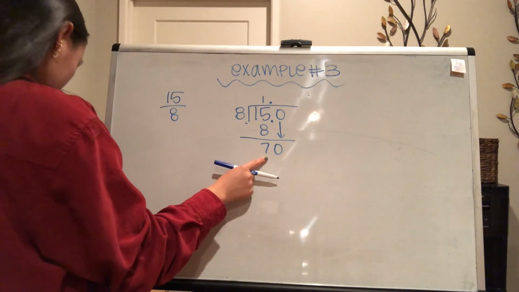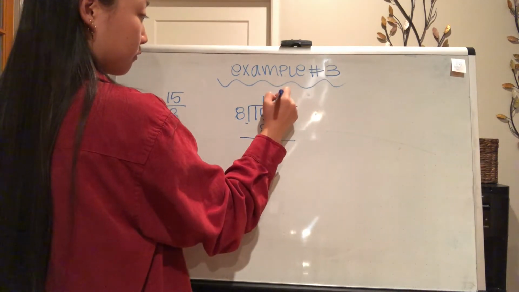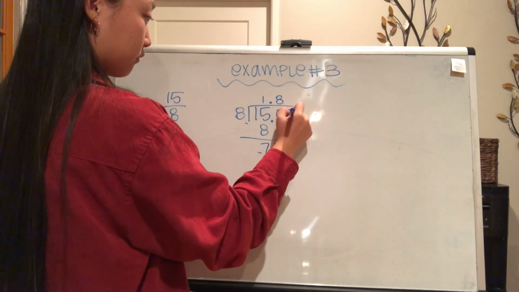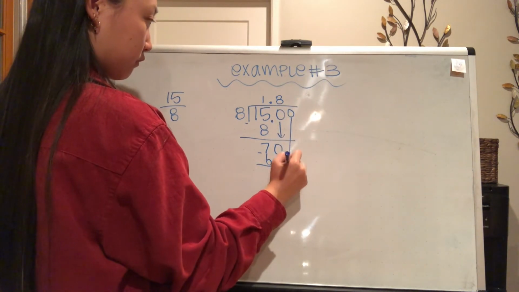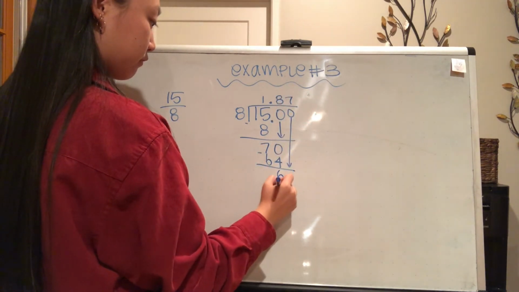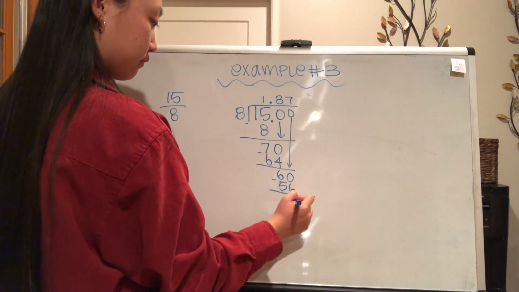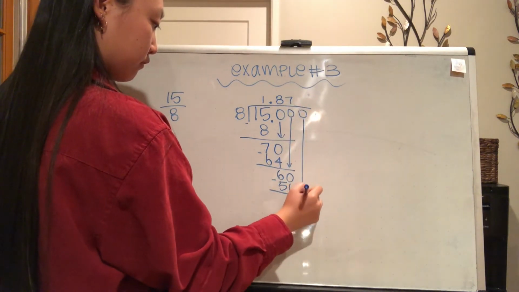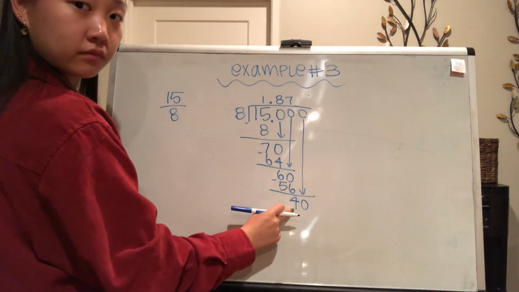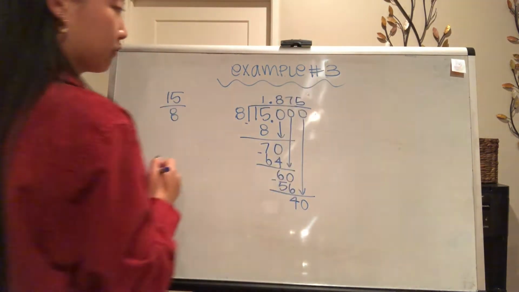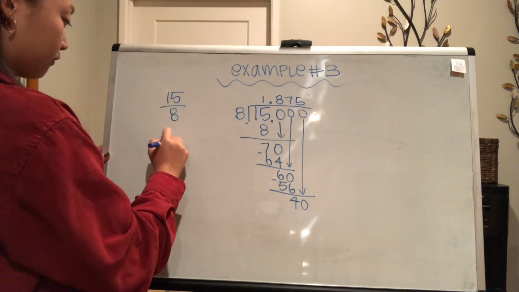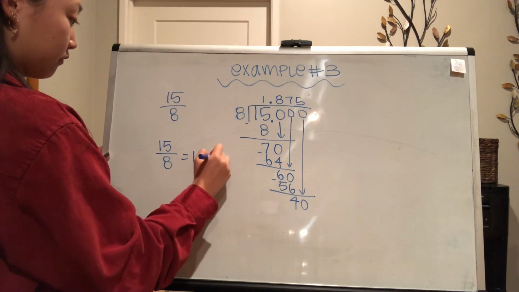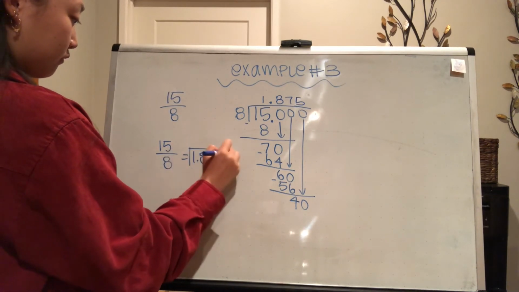So 8 goes into 70 8 times, and you end up with 64, and you subtract. You end with a 6, bring a 0 down because 8 can't go into 6, and 8 goes into 60 7 times. And you're going to subtract and get 4 and bring another 0 down because 8 doesn't go into 4, so you end up with 40. And so 8 goes into 40 5 times. 5 times 8 is 40, and so that's the end of that answer. So 15 over 8 equals 1.875.